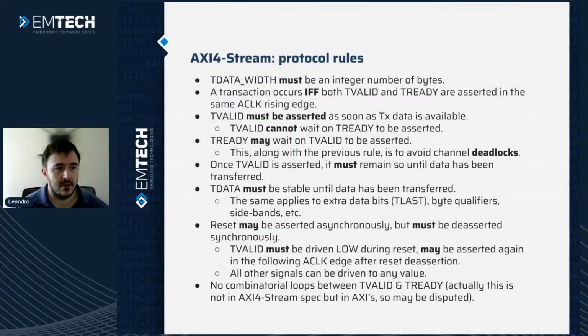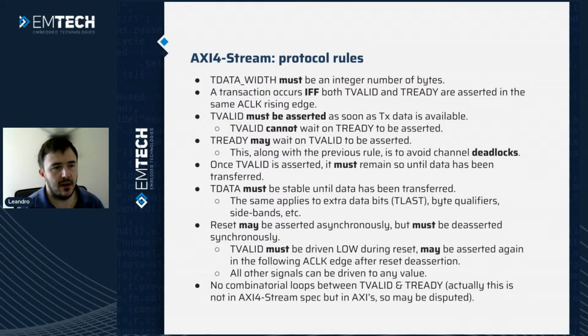So, well, one of them is that the data width has to be an integer number of bytes. To compare with Avalon, this doesn't happen in Avalon because you can define what your symbol is going to look like. The symbol can be a byte, as in AXI Stream, or it can be something else. Probably the most important one is that the transaction occurs if and only if both TVALID and TREADY are asserted in the same rising edge of the clock. I will show some waveforms later on to make this clear.